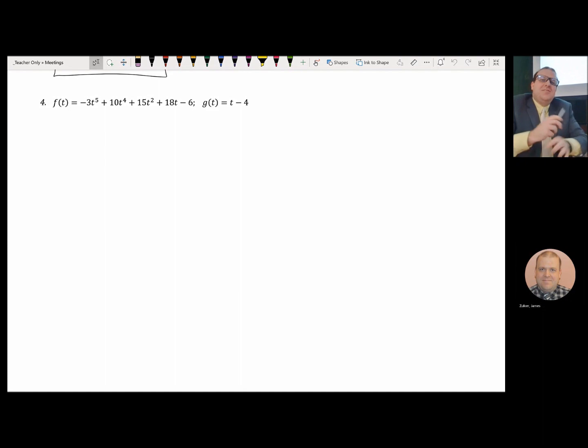Divisor. Is it of the form, in this case, t minus a? It is. What is a?